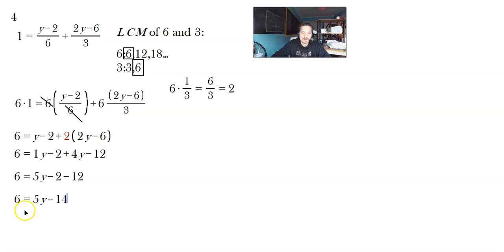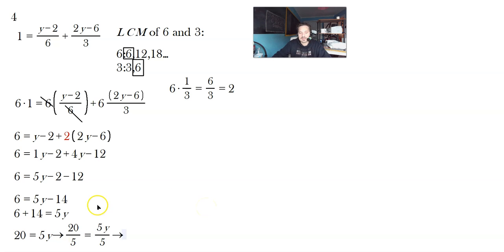Then you got to solve this for y. So any way you can do that. All you can do is just add 14 to both sides. So 6 plus 14 is equal to 5y. This is going to give you then that you have 6 plus 14, which is 20, equals 5y. And lastly, to cancel multiplying y by 5, you just divide by 5. So you're going to have 20 divided by 5 is equal to 5y divided by 5.